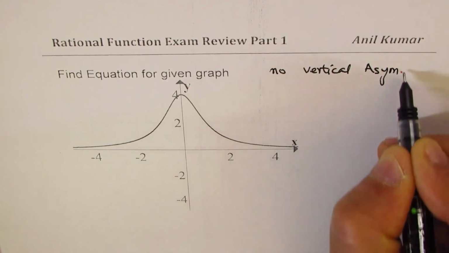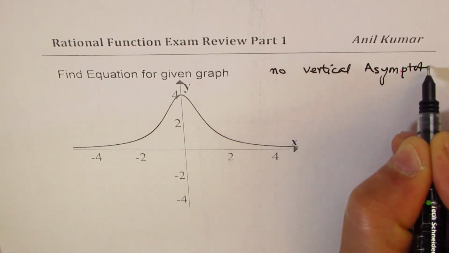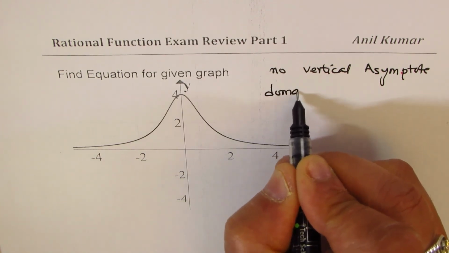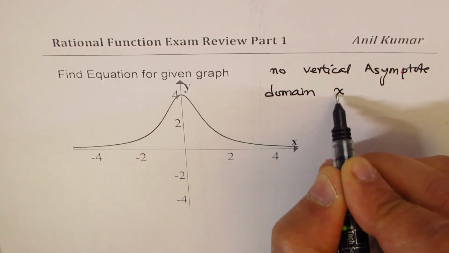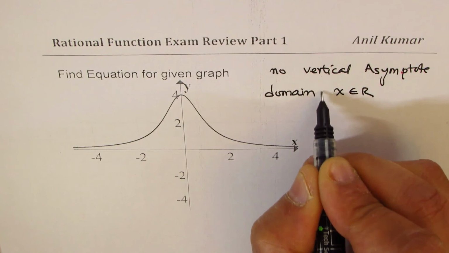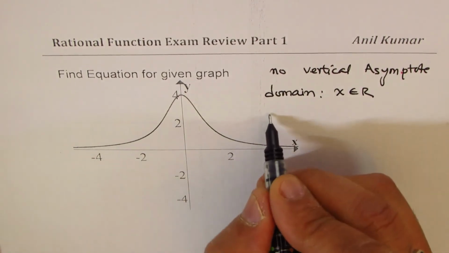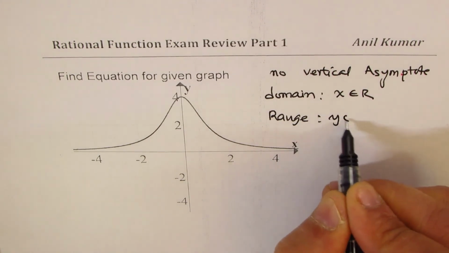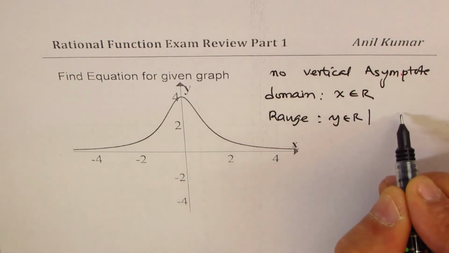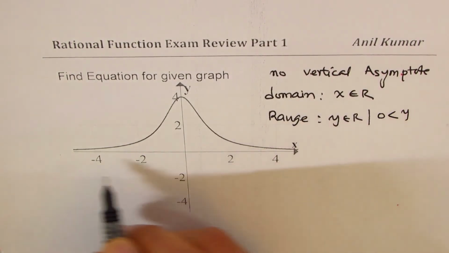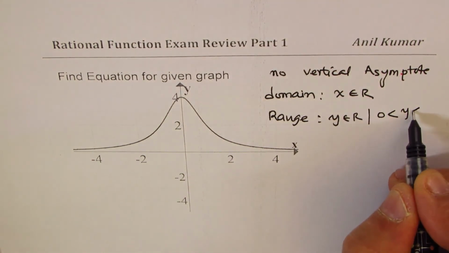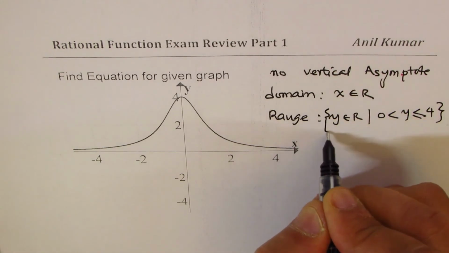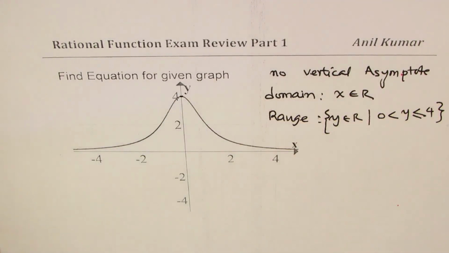So these are very special cases. And the domain has no restrictions. So what is the domain here? Domain is x belongs to real numbers, right? So that is the domain. And what is the range in this particular case? Range is that y belongs to real numbers. However, y is greater than 0. It is never equal to 0, but it is less than or equal to a value, which is 4 in this case. So this value is given to us as 4.